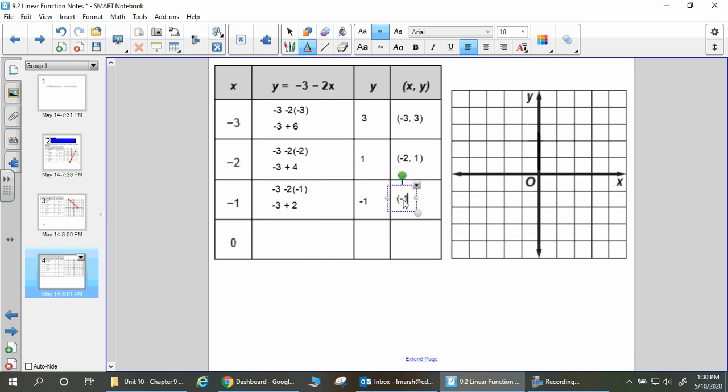Again, you have access to a calculator. Make sure you're using it if it's helpful, especially with all these positives and negatives going on. So -3 minus 2 times 0. So -3. Whether you say plus or minus 0 here doesn't matter. The point is this is 0, which means you're going to get the -3 for your y value. And so 0, -3 for my ordered pair.